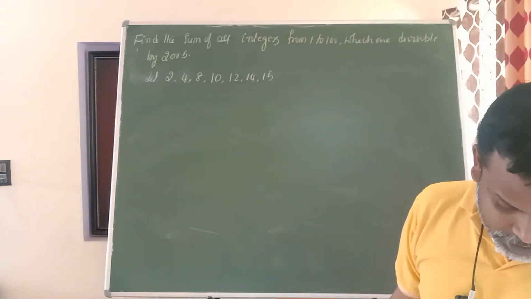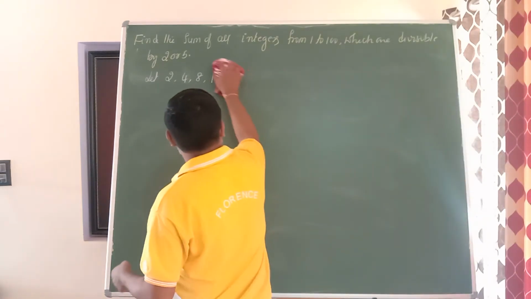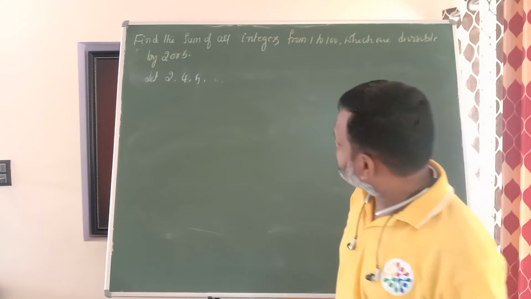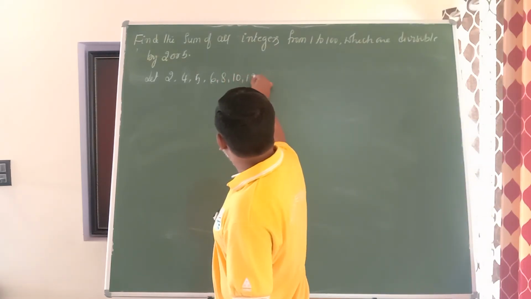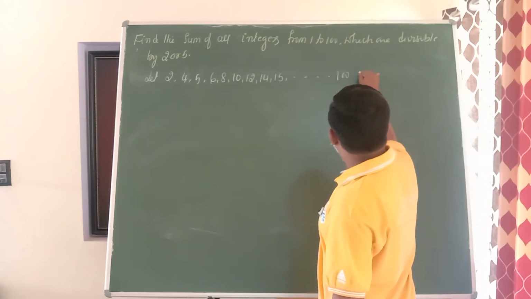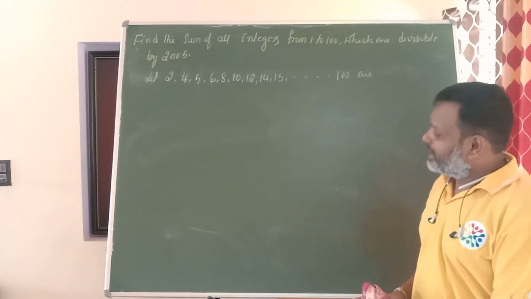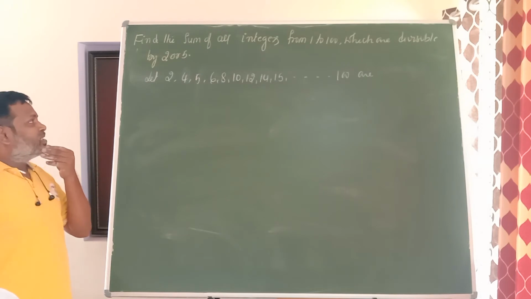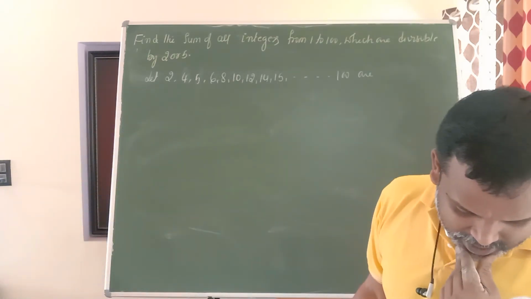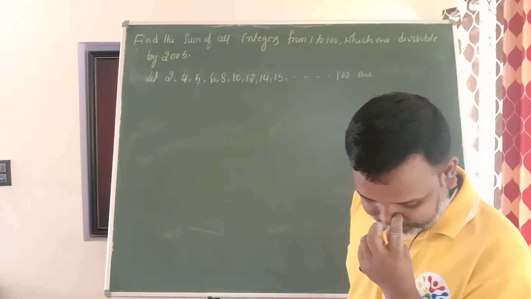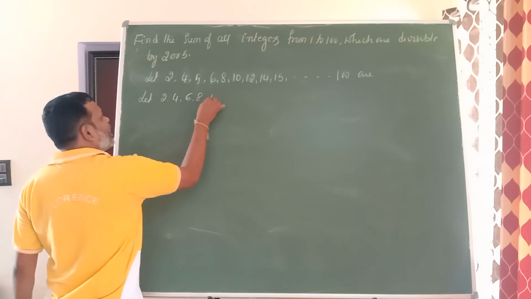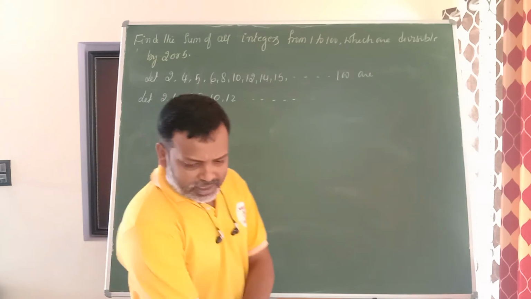Observe here, 2, 4, 5, then 6, 8, 10, 12, 14, 15, and so on like that, the last quantity is 100. Among these, the numbers which are divisible by 2 are 2, 4, 6, 8, and so on. I can segregate this. I am considering 2, 4, 6, 8, 10, 12, up to the last number 100.